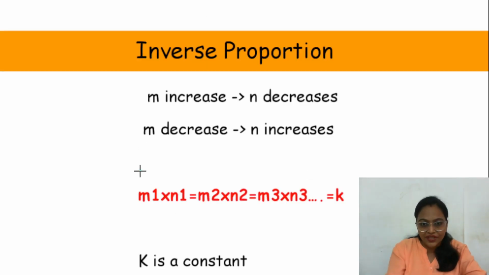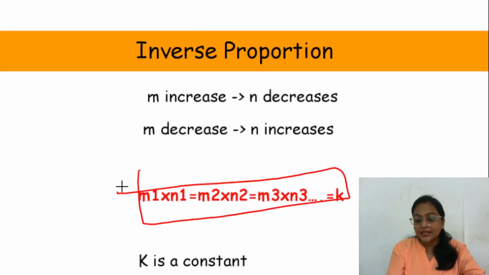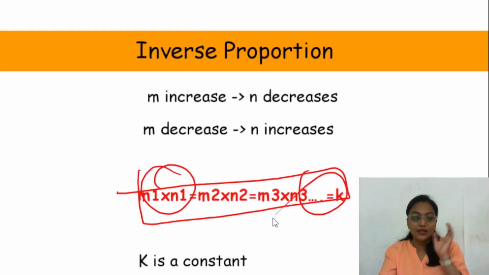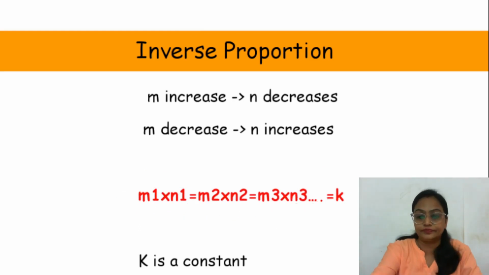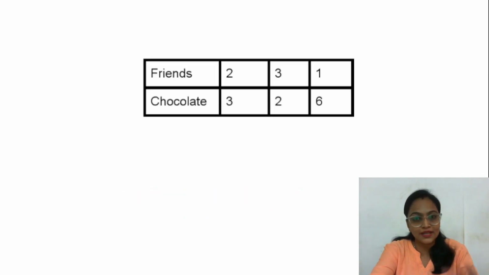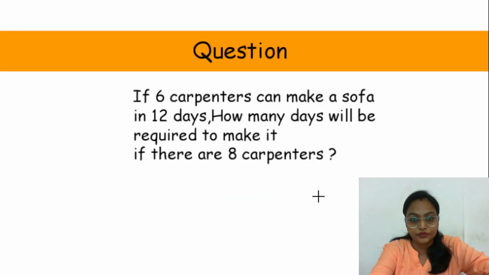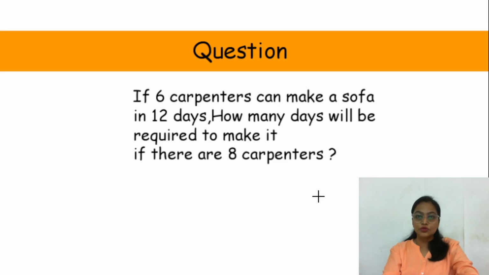This thing is very important. You can say that two quantities are in inverse proportion only and only if this is satisfied: one is increasing, one is decreasing, and together the product is constant. Now we'll solve some questions based on this inverse proportion.